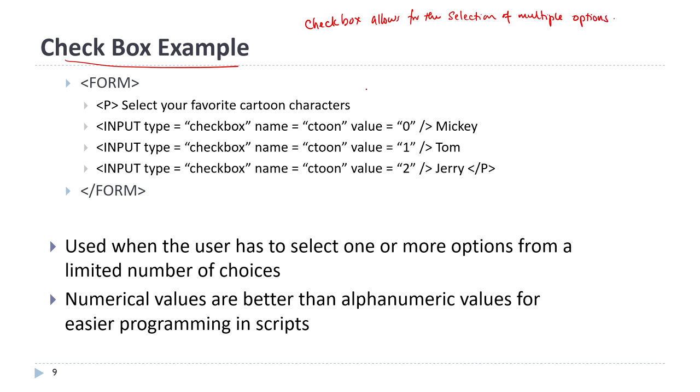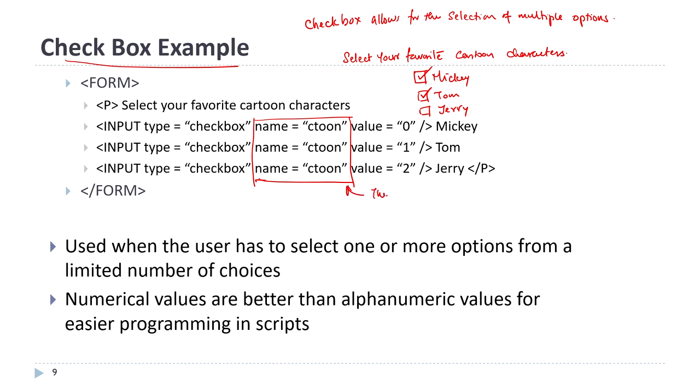So, here is the question: what is your favorite character? The input will be: select your favorite cartoon characters. Then it will have something like Mickey, Tom, Jerry. So, the idea is that you can pick Mickey and Tom, or you can pick Mickey and Jerry, or whatever it is, right. The important thing is you can see that all these checkboxes have the same name. So, that means they are part of the same group.